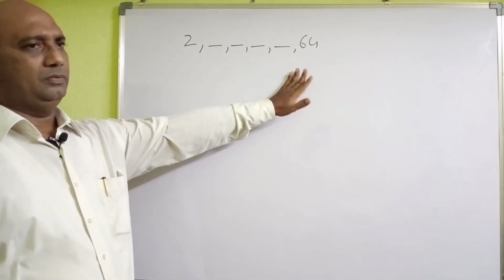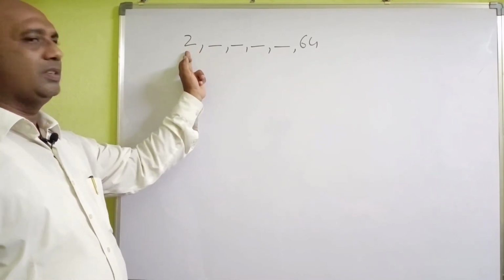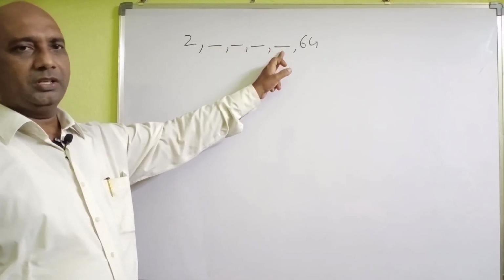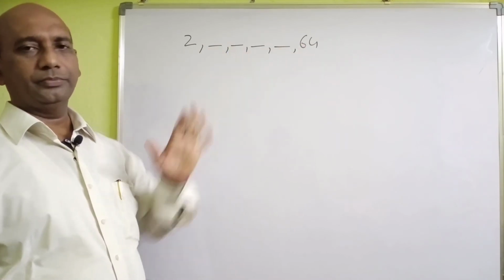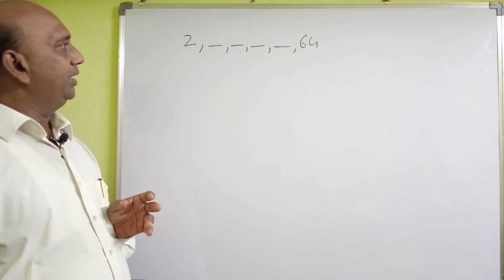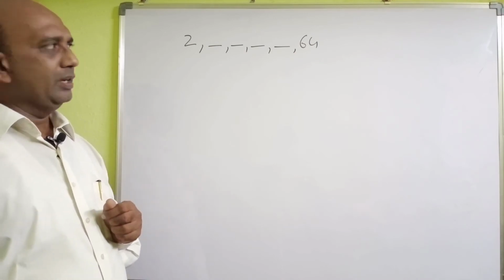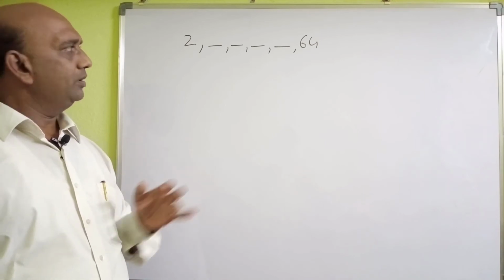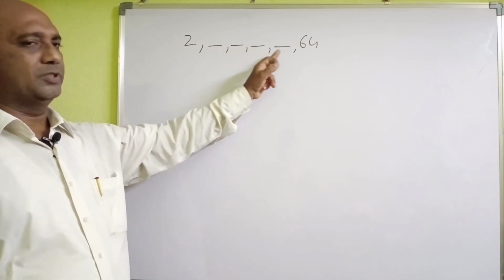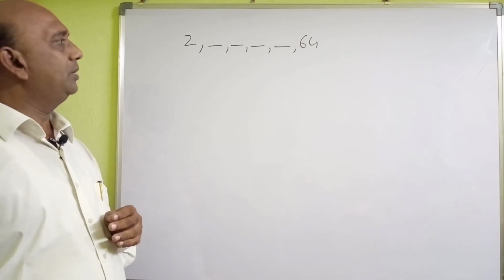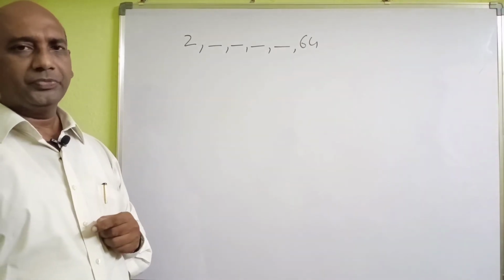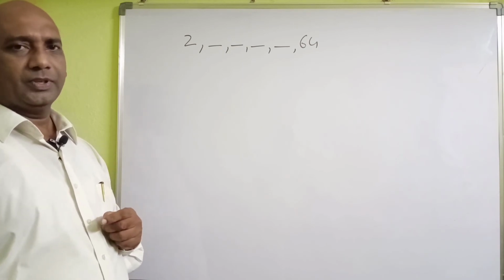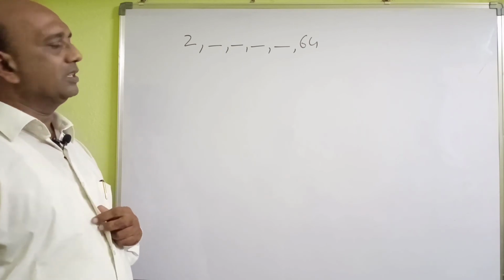Let us see this example. This is the first term. The second, third, fourth and fifth terms are missing and the sixth term is given. In this case, they will ask to find the common ratio and the missing terms. If you want to find the missing terms and the common ratio, there are two methods to simplify this. The question will be asked like this.